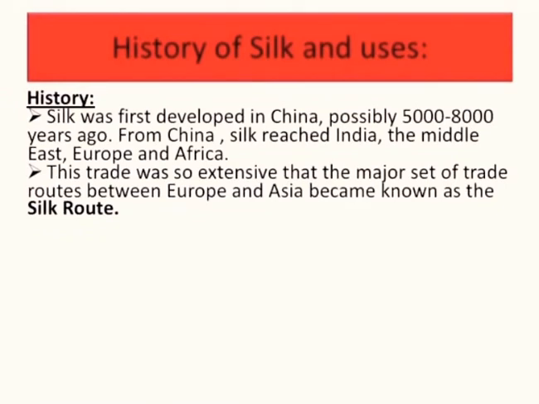Now the history and uses. Silk was first developed in China possibly 5000 to 8000 years ago, and from China silk reached India, the Middle East, Europe and Africa. This trade was so extensive that the major set of trade routes between Europe and Asia became known as the Silk Route. But recently, silk has come under fire from animal rights activists who maintain that the common practice of boiling silkworms alive in their cocoon is cruel.